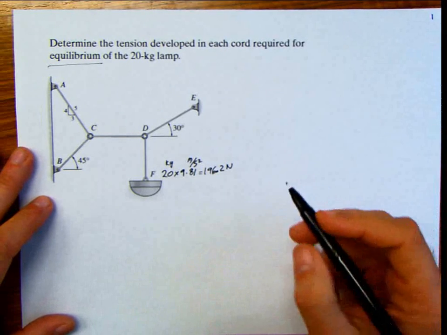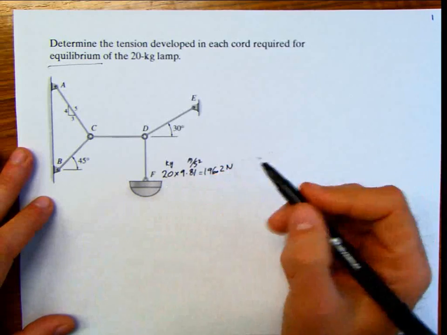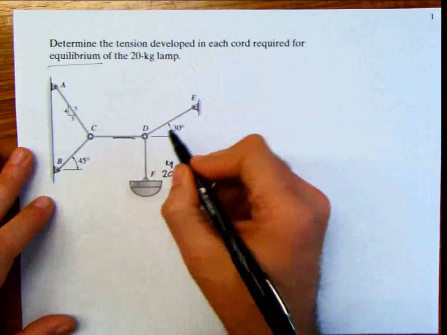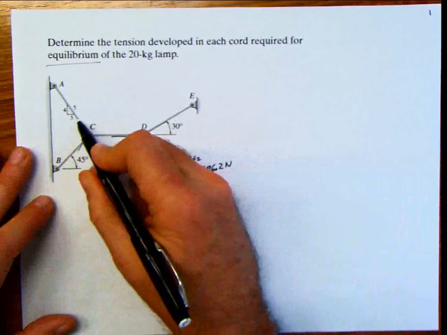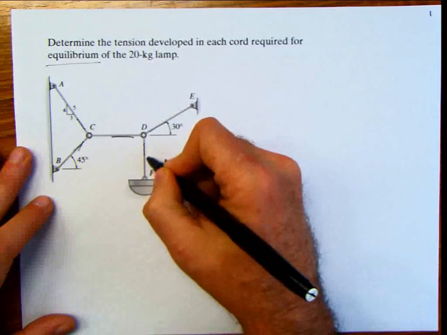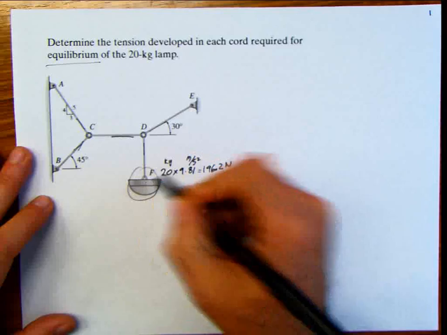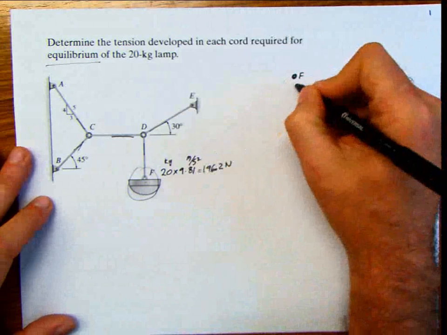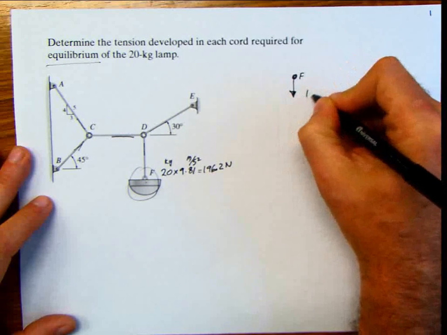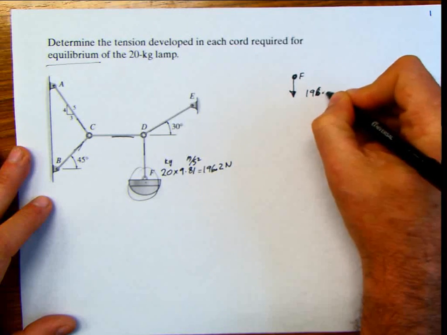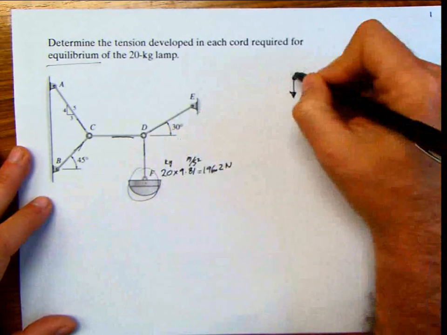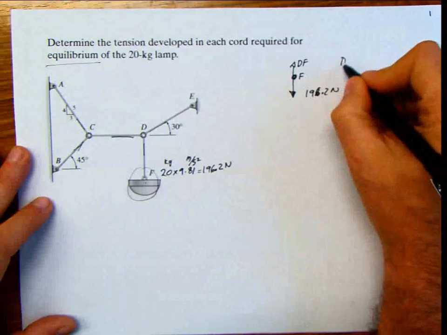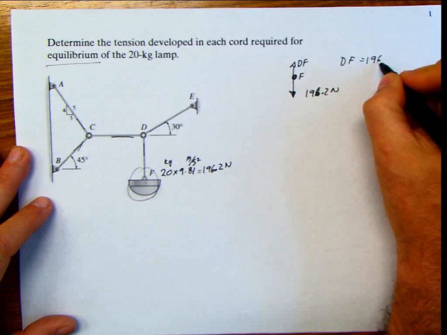Okay, so basically I know this here. Particle equilibrium, I have to determine the tension in each one of the cords. I have to develop the tension in this cord, this cord, this cord, this cord, and this cord. But this cord, I already know it. Because if I do a free body diagram of that particle F, I'm going to have the weight, 196.2, and I'm going to have this cord, DF or FD. And if I do summation of forces in Y here, I can get directly that DF equals 196.2 Newton.